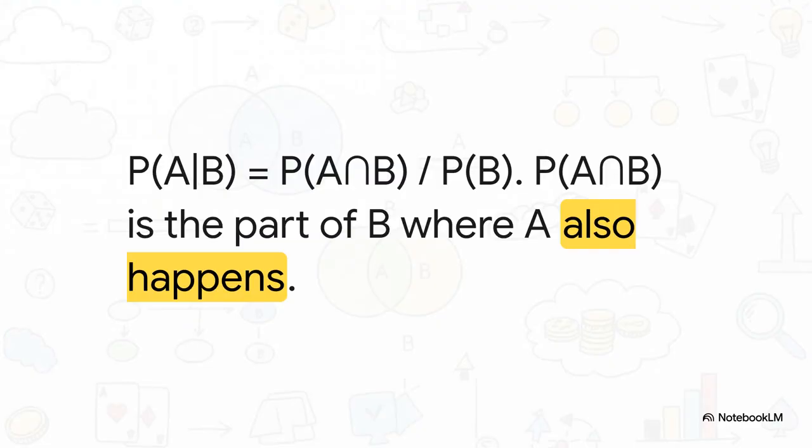Okay, so here is the formal equation. The probability of event A happening given event B equals the probability of A and B happening together divided by the probability of event B alone. That little intersection symbol in the middle simply represents the overlap where both conditions are true. So thinking back to our card example, B was the condition of the card being red, and A was the event of the card being a heart.